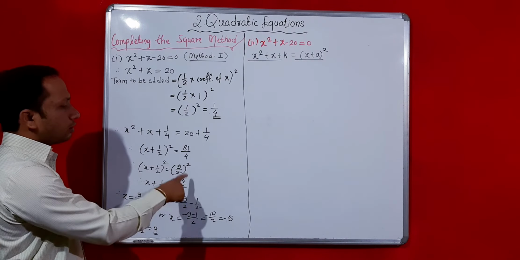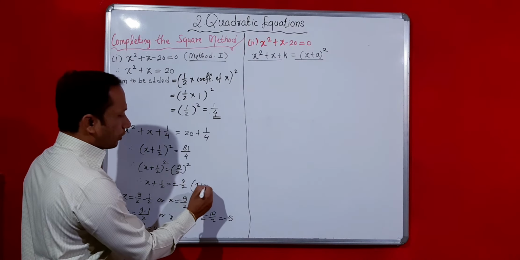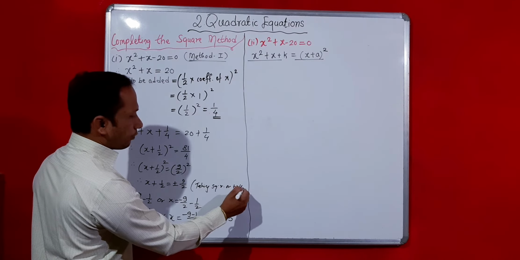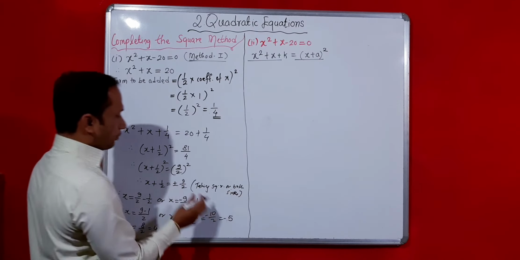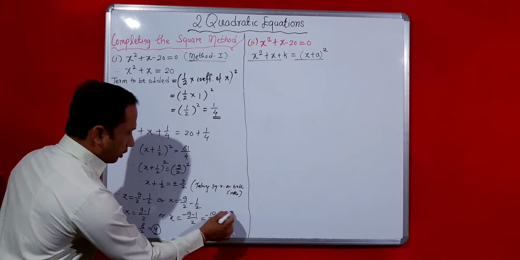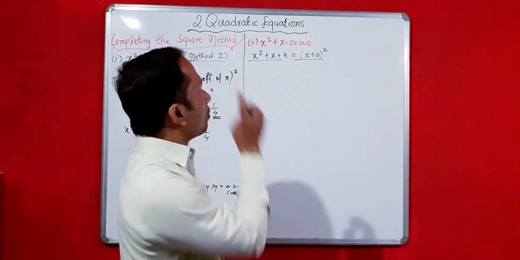After taking the square root on both sides, you will get this. Then you have to proceed further, and you will get this solution. This is nothing but the final solution of the given equation. So this is one of the methods, and now come to the second method.